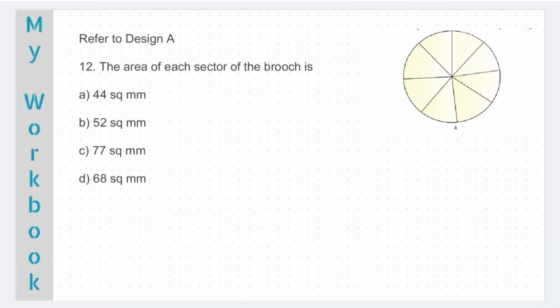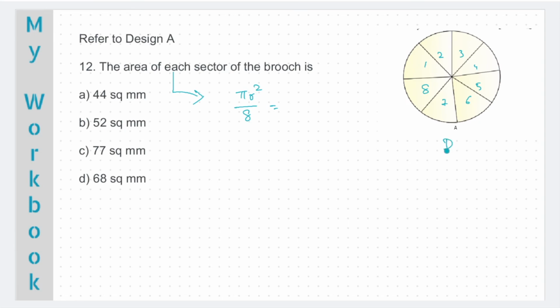Moving on to the next question. Refer to design A. The area of each sector of the brooch is. So it is given that the circular design is divided into 8 equal parts. So there are 8 equal sectors and we need to find the area of each sector. Since they are equal parts, we can simply divide the area of the circle by 8. So pi r square by 8 will be the area of each sector.